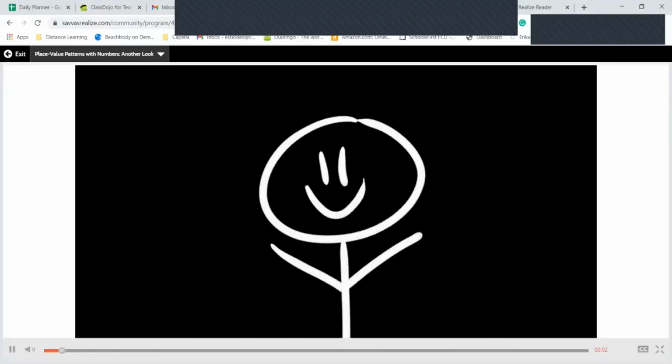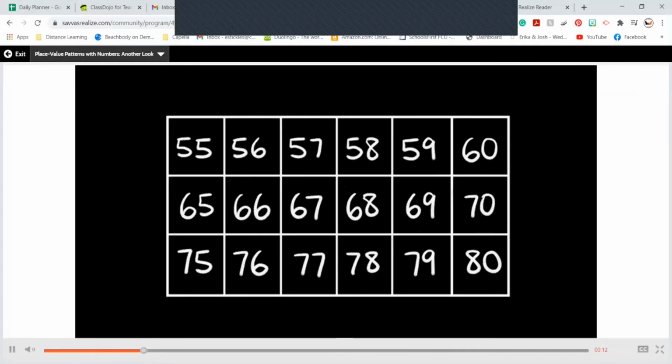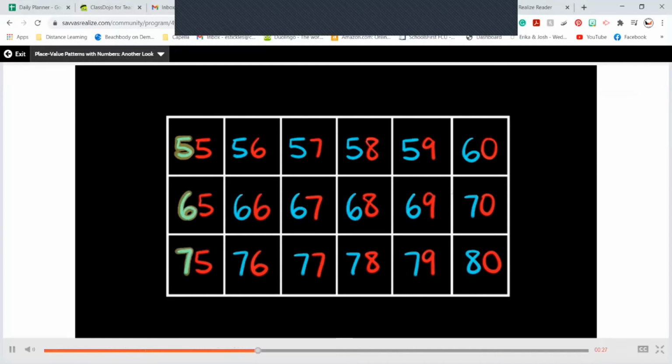Using mental math and place value patterns, you can do a lot, like count by ones and tens to 100. Look at this chart. What do you notice about the ones digits? They go up by 1 from left to right. And what about the tens digits? Yup, they go up by 1 from top to bottom.